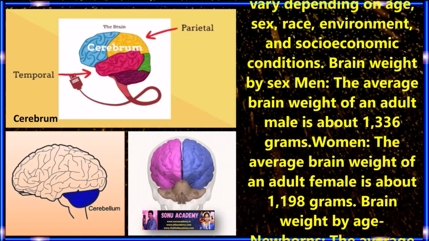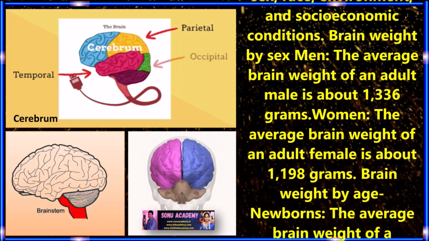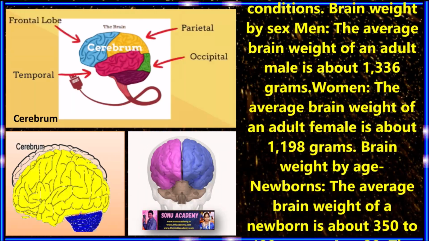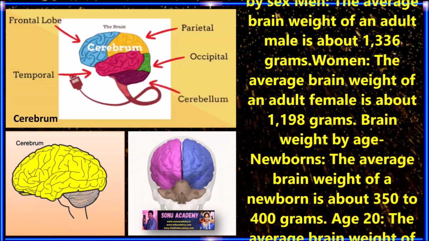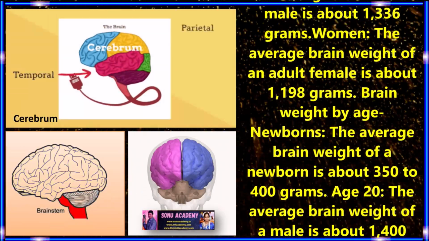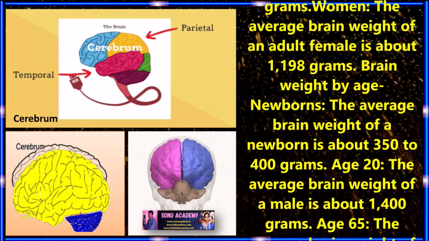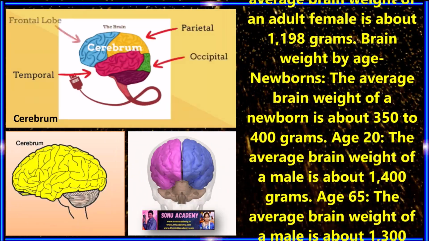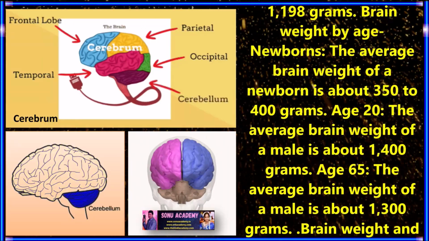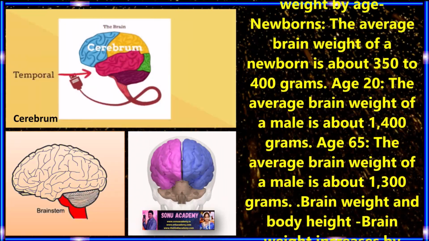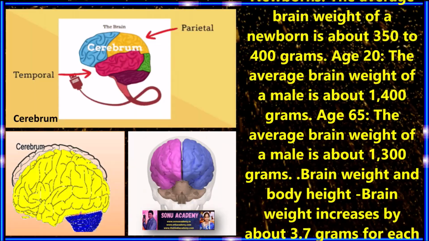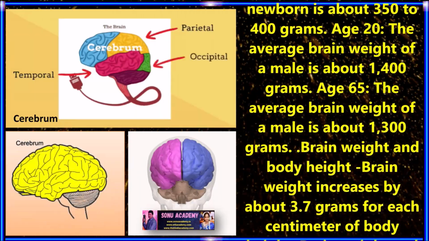When it comes to female, the average brain weight of an adult female is about 1998 grams. Children, let us discuss the brain weight by age. The average brain weight of a newborn baby is about 350 to 400 grams, and when they come to the age of 20, the brain weight of a male is about 1400 grams.